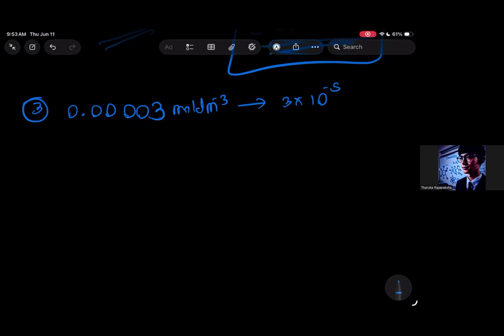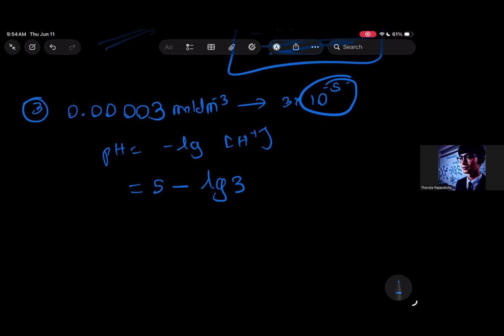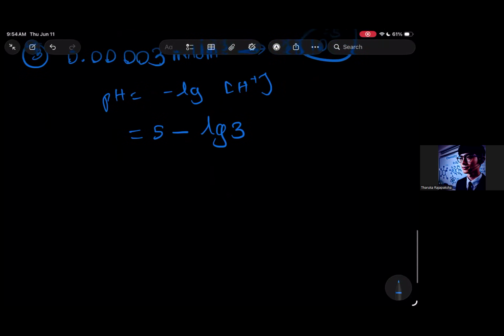So now if we want to convert it into a pH value, first of all, we have 5. So that means it's going to be 5 minus log 3, right? 5 minus log 3. Not as hard, right? It's not hard. Log 3 is going to be 0.4771, right? So you have 4.5229, right? 4.5229 is your answer. So that's the pH value.